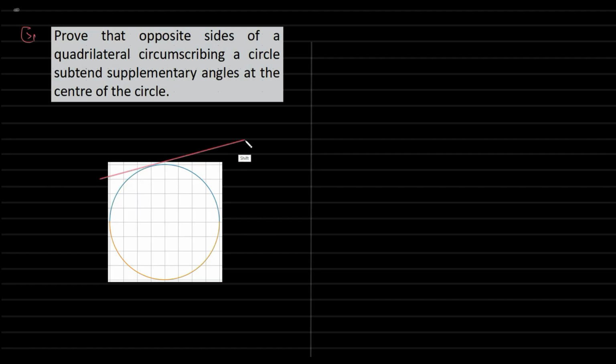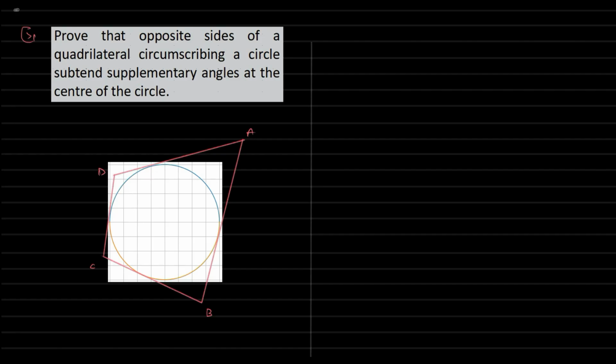So we have a quadrilateral. Let me do a better job. It's not bad, but that'll be easy to name. So what we have here is a quadrilateral circumscribing a circle. They're telling us the opposite sides obtain supplementary angles at the center of the circle. If I name it ABCD, I think that will make sense once I do the labeling and diagram.